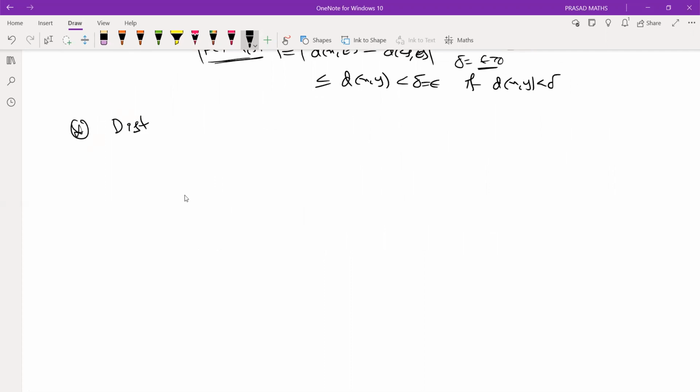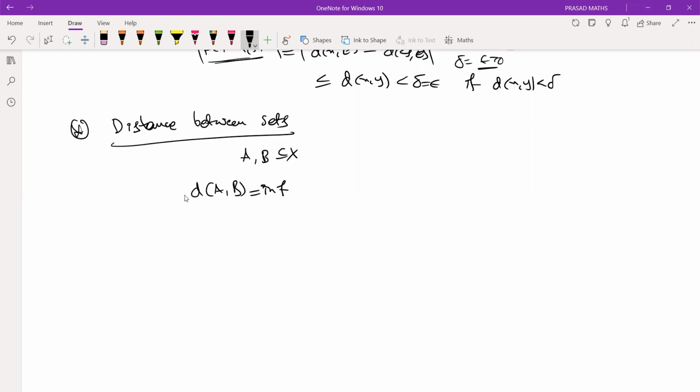We have seen the distance between a point and a set. Now I would like to generalize this to the distance between two sets. So let us start with any two subsets A and B of a metric space, right? The distance between A and B is nothing but the infimum of all possible distances of any two points of the corresponding sets.